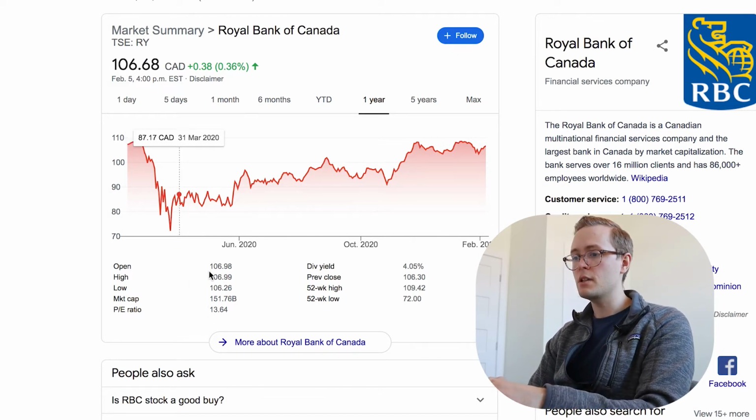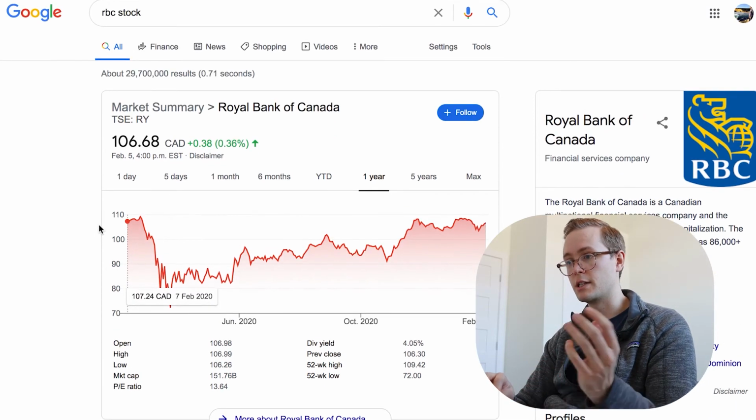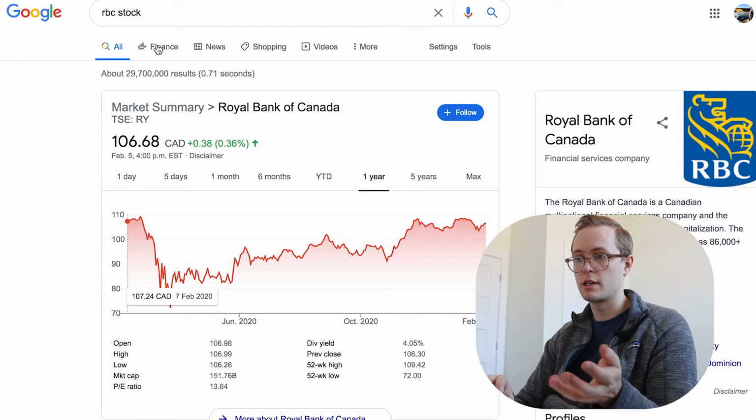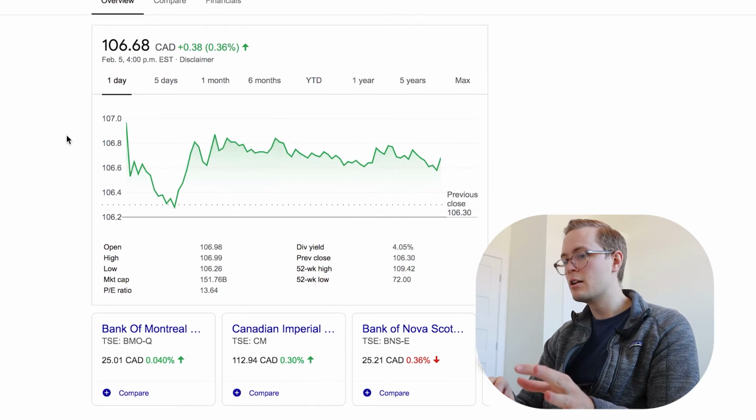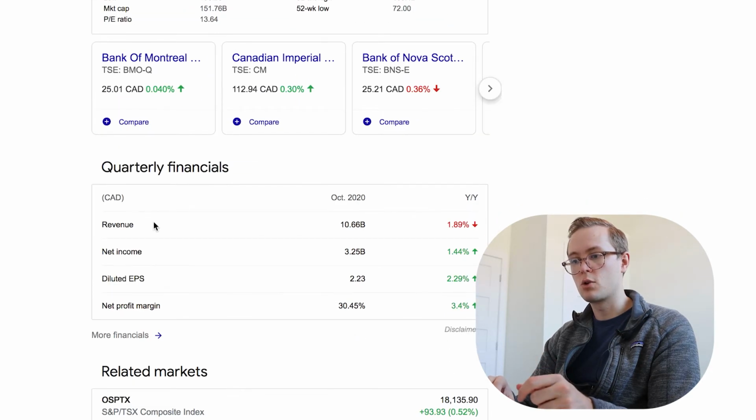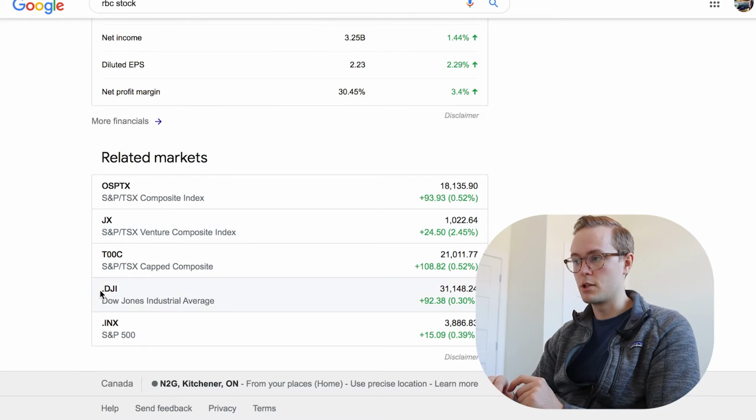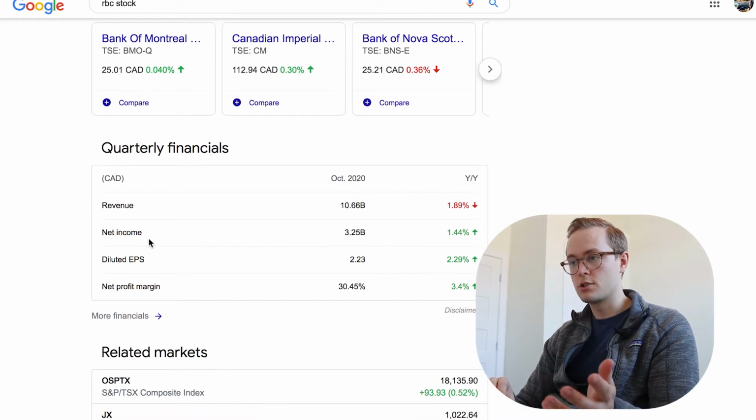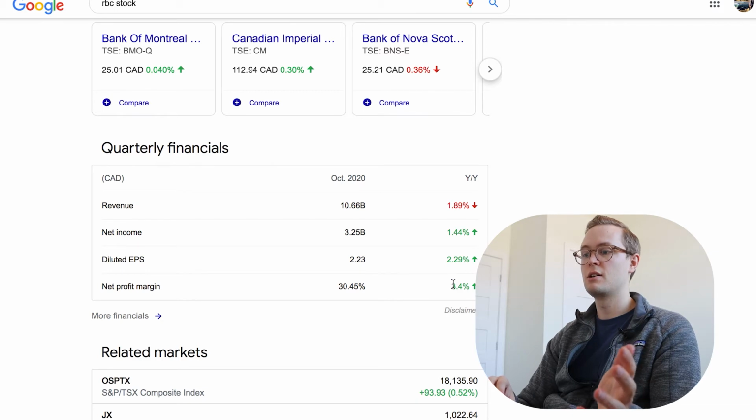Cool. So this is a lot of the information we will actually get from Google. You can also click on the Finance tab here, and you can get a little bit more information, like quarterly financials and other related markets that might be interesting. Quarterly financials are pretty useful. You can see how the revenue is doing. Obviously, you want to see green numbers here.